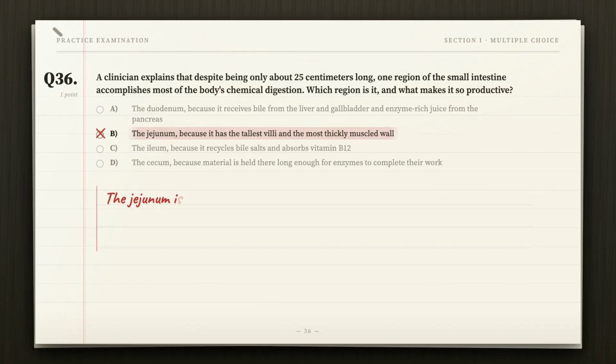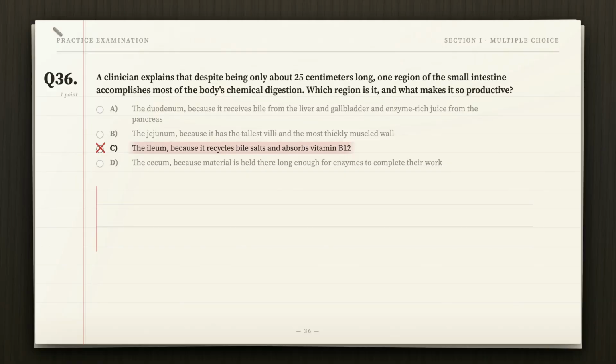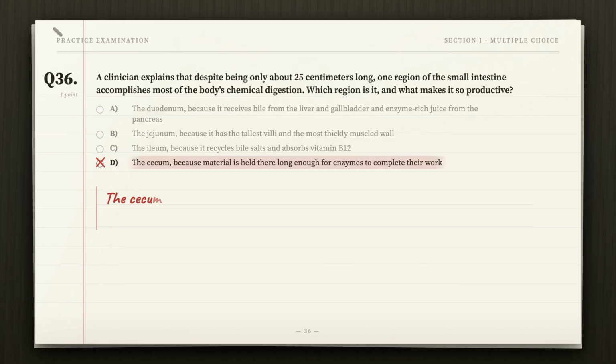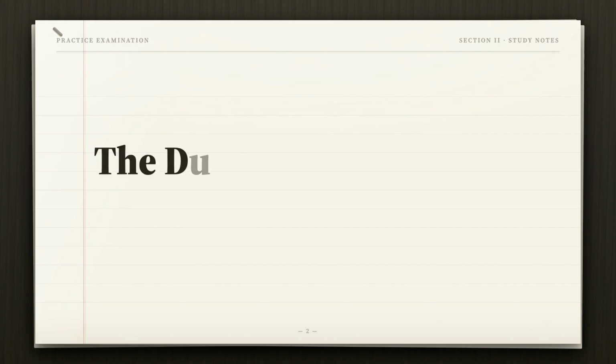B is wrong because the jejunum is the primary site of nutrient absorption rather than of digestion. By the time chyme reaches it, most bonds have already been broken. C is wrong because the ileum has genuinely specialized absorptive roles for bile salts and vitamin B12, but these are recovery functions at the end of the line, not bulk digestion. D is wrong because the cecum is part of the large intestine, where digestive enzymes are no longer being secreted and nutrient breakdown is essentially complete.